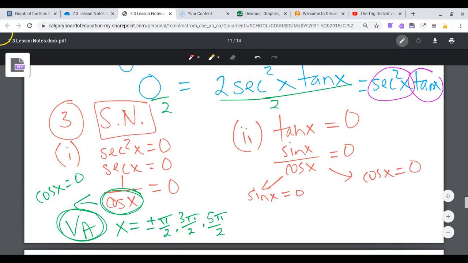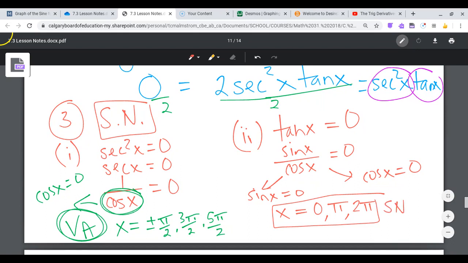So sine x is equal to 0 on the x-axis. So at 0, pi, 2 pi, 3 pi, etc. Those would be my numbers, but 3 pi would be beyond my domain, and negative pi would also be beyond my domain. So those would be the significant numbers that are coming out of the sine.